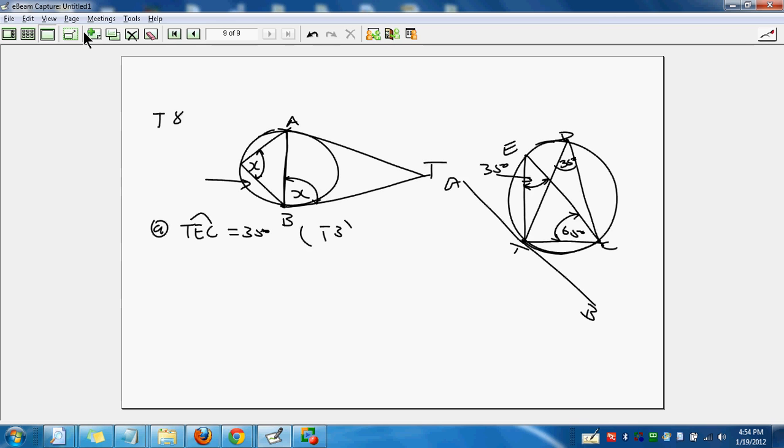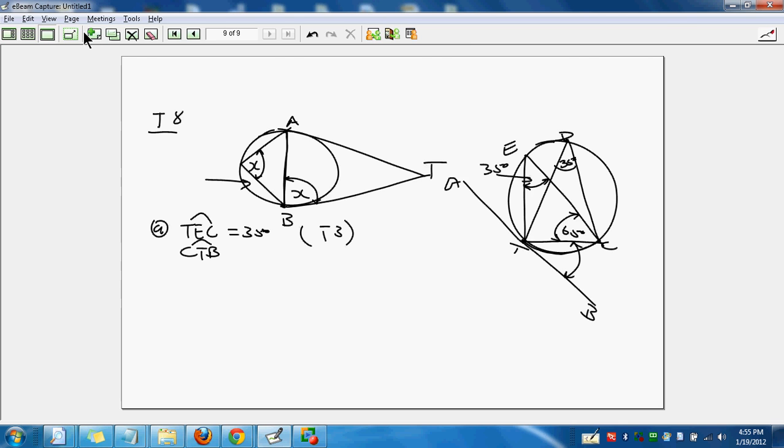So now you'll find that you would need to know all of the theorems to be able to solve different questions. The next part was to find angle CTB. Where's angle CTB? Angle CTB is this angle outside here. For that, you have to remember that the angle between a tangent and a chord is equal to the angle in the alternate segment, which is what we just studied here.